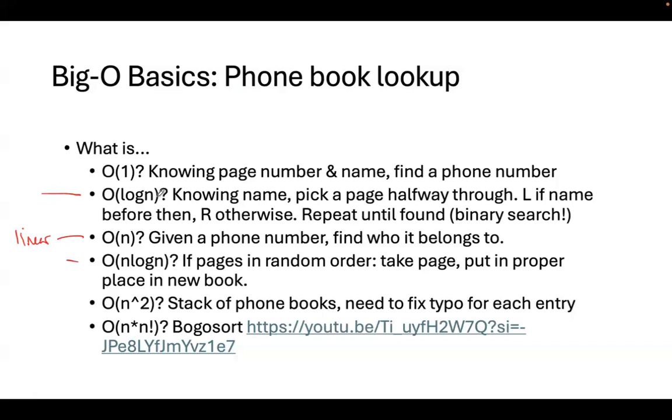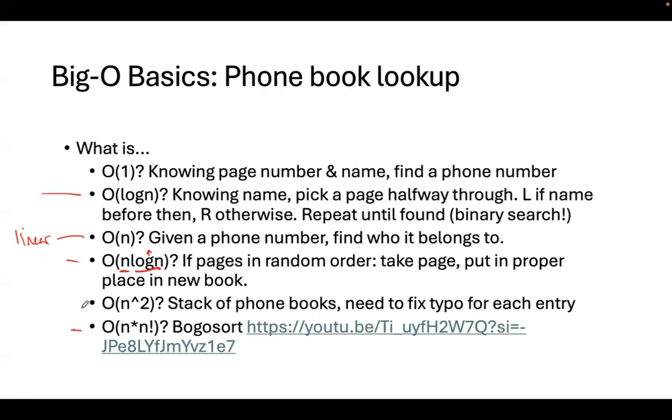For n log n, this is like if we had all the pages in random order, and we wanted to take a page and put it in its proper place in the new book. If we go through all of the pages, we have to go through all the pages. That's why we have n. And then log n is we're putting it in the new book in order. And so this part is just the binary search again. So once we have a page to put in, we do binary search on what we've got so far and then put it in the correct place.